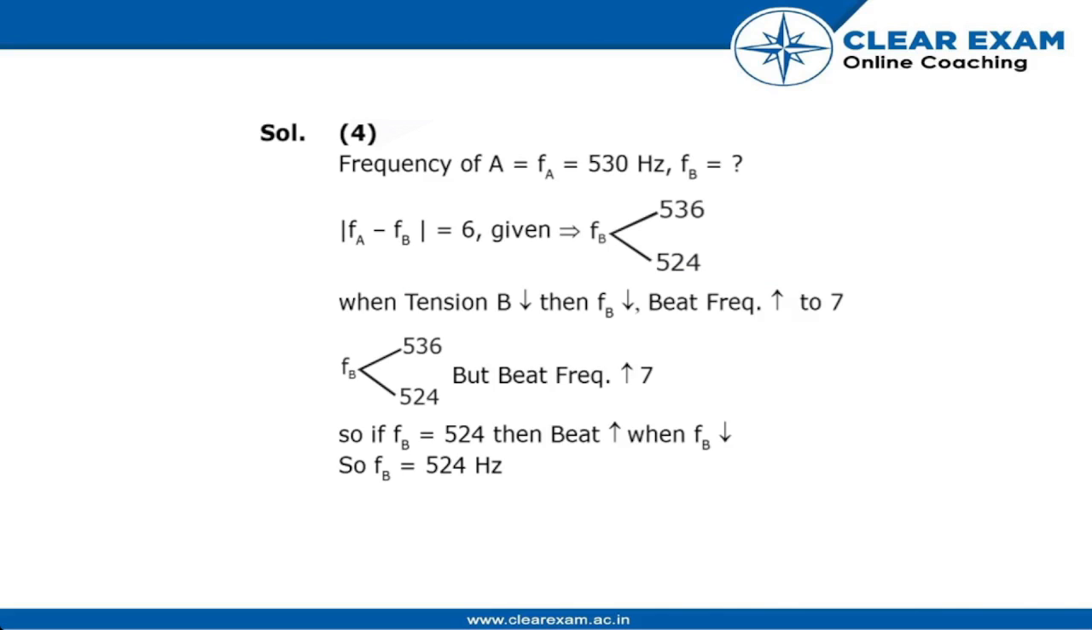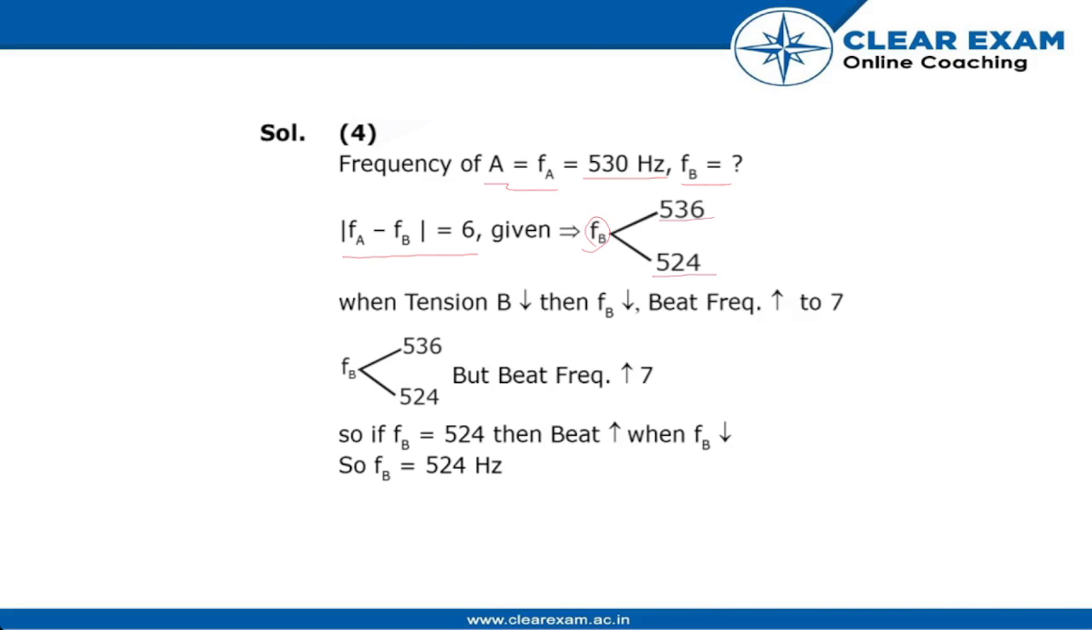We'll denote the frequency of A by Fa. Fa is given as 530 Hz, and we'll have to find Fb. We're given that mod Fa minus Fb is equal to 6, which means that either Fb minus Fa equals 6 or Fa minus Fb is equal to 6: Fa minus Fb if Fa is greater than Fb, or Fb minus Fa if Fb is greater than Fa. So Fb could either be 536 or 524.